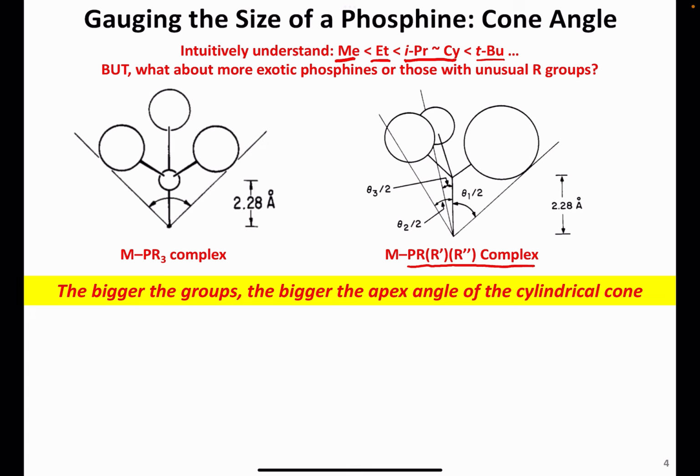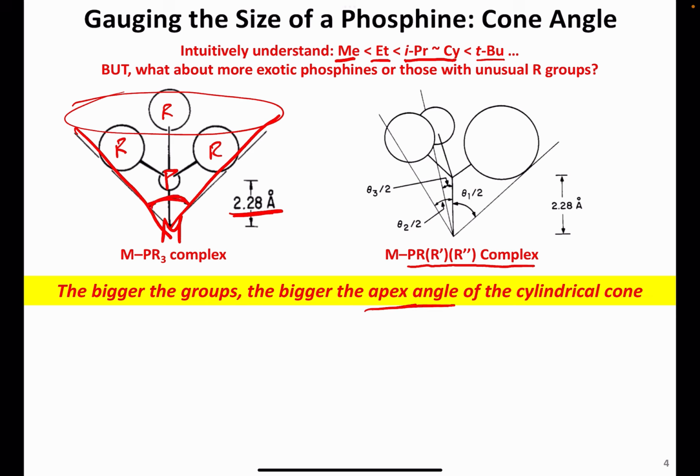Originally, this was actually done on a piece of paper, building models, and you could actually see that the larger the phosphine was, the bigger the cone was. And the cone we're talking about is the cone shown here. If the MP bond length was normalized to be about 2.28 angstroms, which is in the right ballpark, the bigger the R groups are, the bigger the cone is. The bigger the R groups are, the bigger this angle right here is, this apex angle. This apex angle is known as the cone angle. And so the bigger the R groups get, the bigger the cone gets.